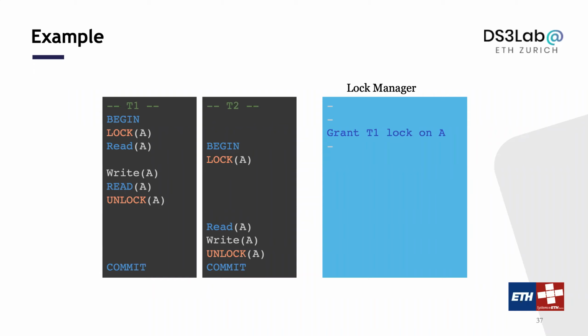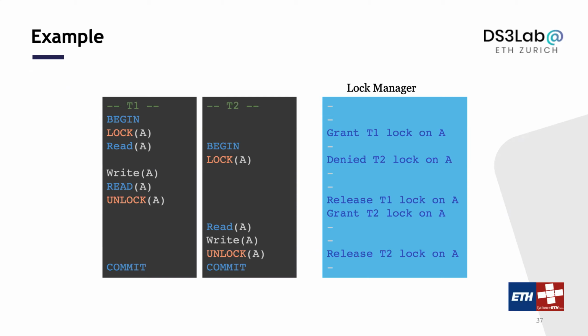And then T2 says, okay, I also want the lock on A. It's also going to talk to the lock manager. And in this case, the lock manager is going to deny this. It's going to say, okay, there's another transaction holding the lock, you need to wait. And then T2 is going to wait. T1 is going to do a whole bunch of things and then release the lock, talking to the lock manager. At this moment, the lock manager is going to talk to T2 to say, okay, here's your lock, right? And then T2 proceeds. At the end, T2 releases the lock and both transactions commit.